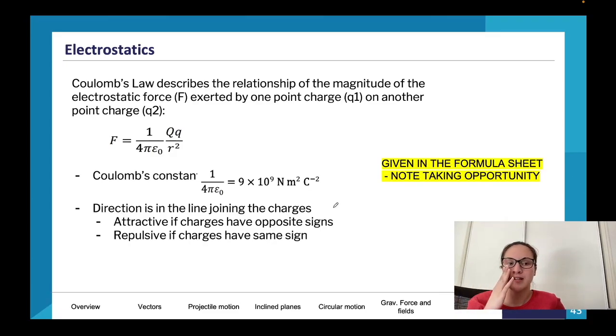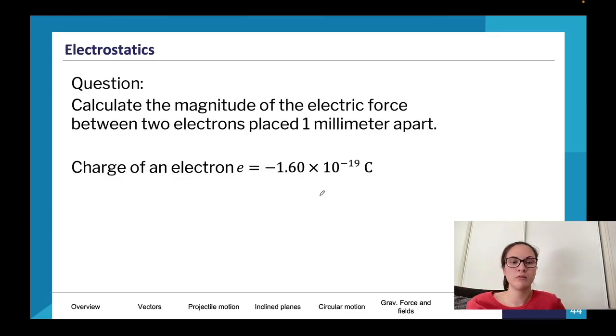Yep, so onto electrostatics. This is a very important formula to know. This one will be provided to you, and Coulomb's constant will be provided as well. You have to remember that point charges will be attractive if the charges have opposite signs and repulsive if the charges have the same sign. I'll let you pause and take notes there, but I'm going to move on.